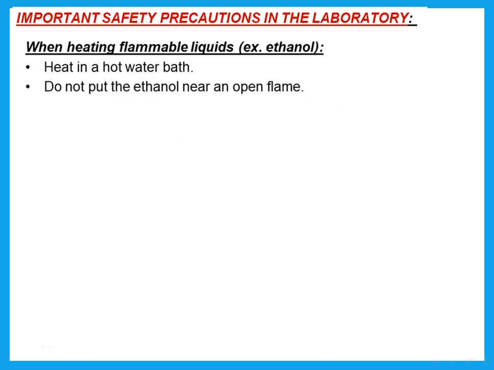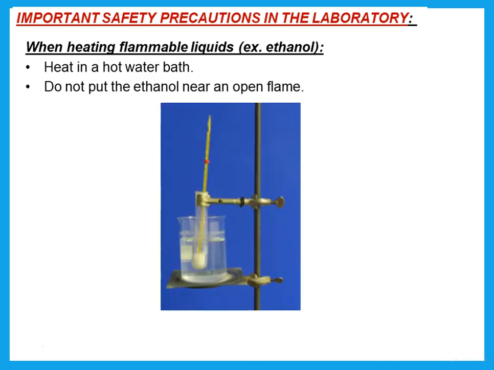Okay, so safety precautions in the lab. Remember, if he says suggest a safety precaution, well, we take a look at the question. What is he using? If he's using ethanol, you should remember that ethanol is a flammable liquid. So our safety precaution would be heat in a hot water bath. So when I heat the ethanol, I do not expose the ethanol to an open flame.